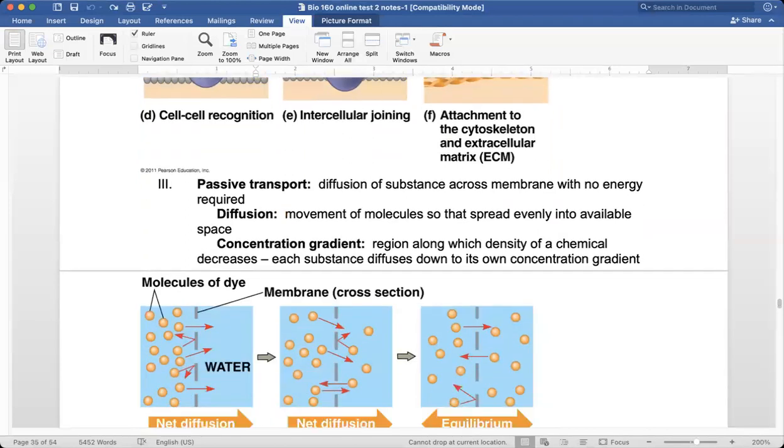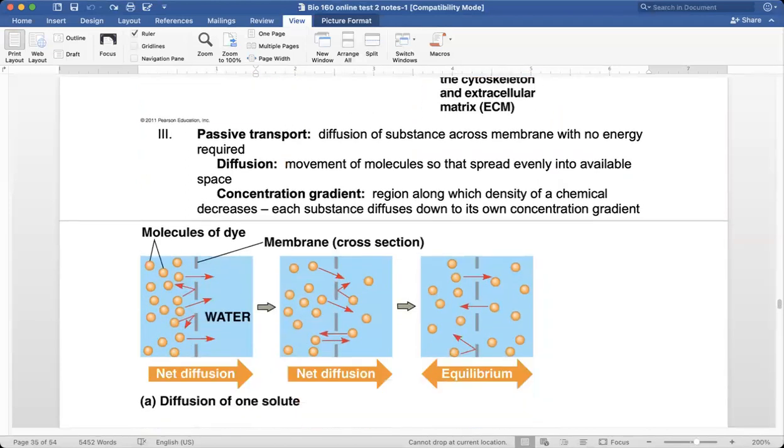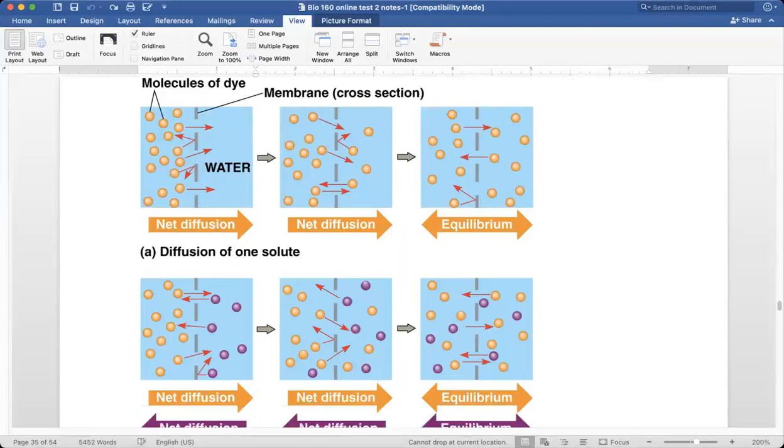When things move across, a couple of things we're looking at is whether there is energy involved. If energy is not involved, it's a passive process. When we look at diffusion, it's molecules moving across. Their goal is just to spread out. We've got this membrane here, and these molecules of dye are able to get across the membrane. They're going to spread out until they're equally spread out on both sides of the membrane. So they're going to move down the concentration gradient, from the area that's most concentrated to the area that's less concentrated.